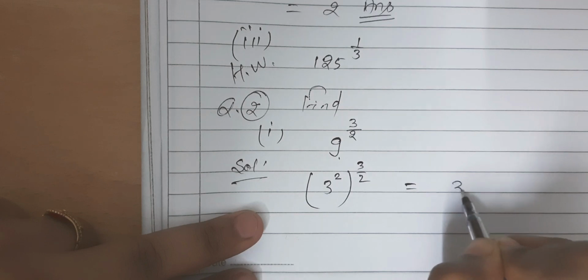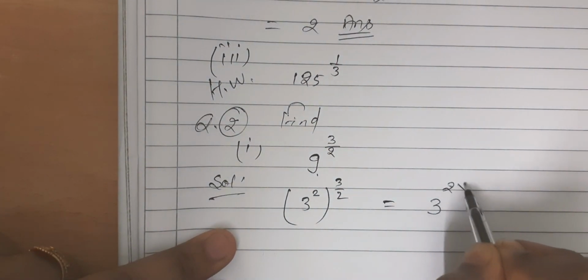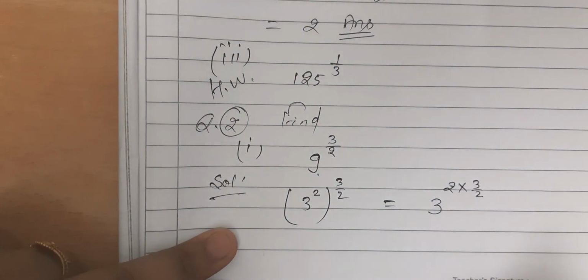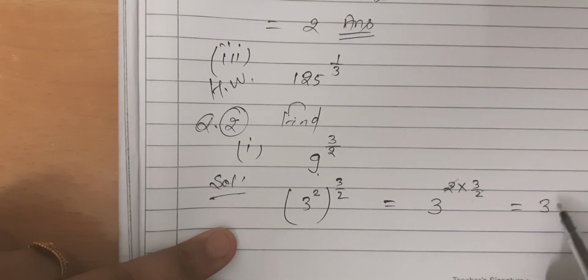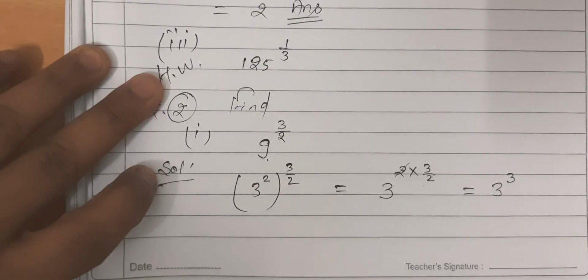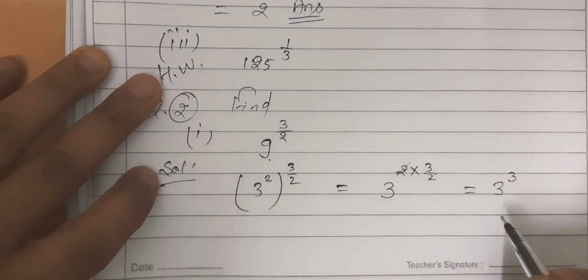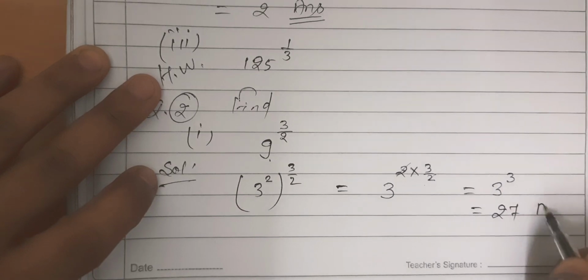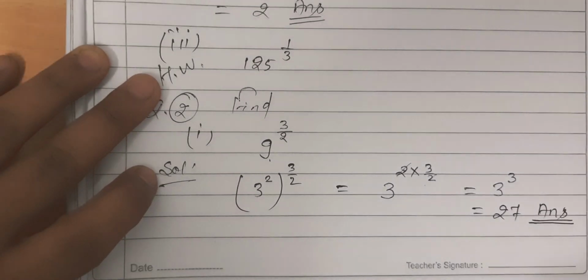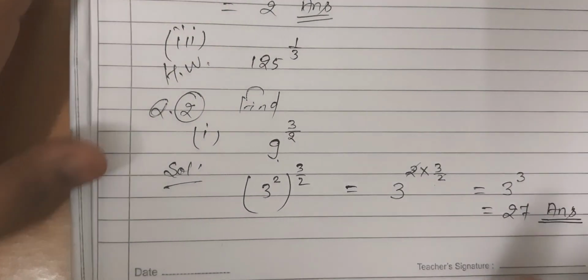So this can be written as 3 raised to the power 2 multiplied by 3 by 2. This 2 and 2 will cancel out. So 3 raised to the power 3. And 3 raised to the power 3 means 3 multiplied by 3 multiplied by 3, which is equal to 27. So the answer is 27. Okay, now see the second part of this question.